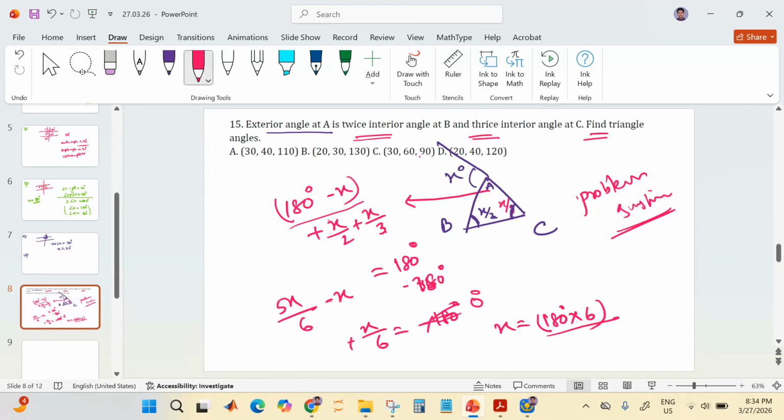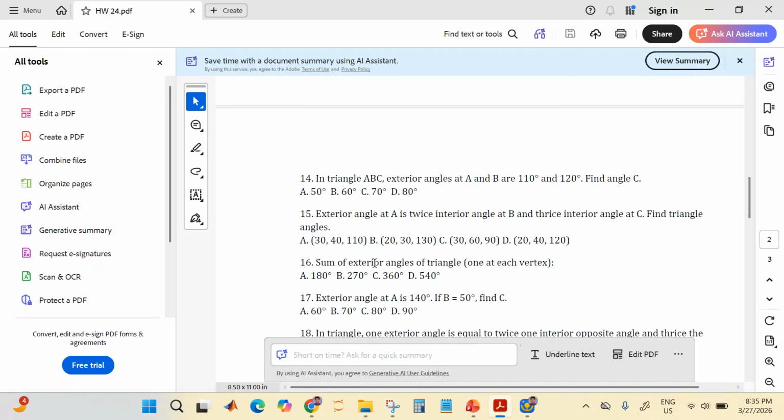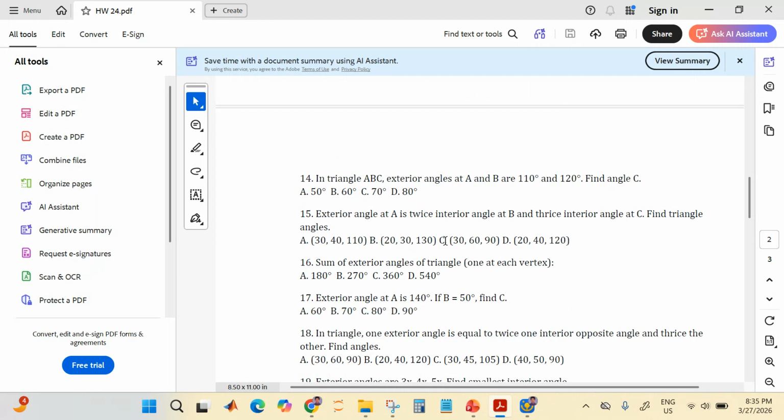Actually, exterior angle at A means if we consider linear exterior, then it looks like this, and if it is normal exterior or whole exterior, then it will be 360 minus x. So nothing is clearly mentioned. We can consider any one, but whatever answer comes, both are not correct. So I think it is a problem question. But the theory is clear, right?